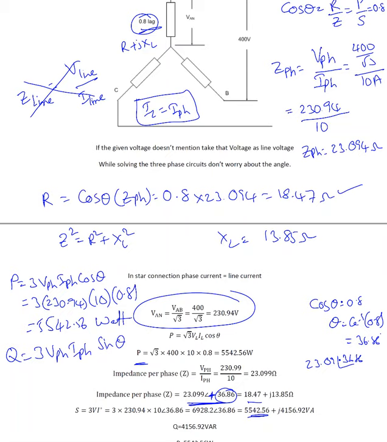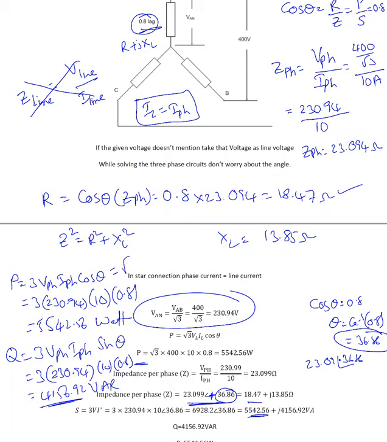And you can find Q equal to 3 times VPH IPH sin theta. Theta we just found 36.86. If you substitute 36.86, you will end up with 3 times 230.94 times 10 times 0.6. Sin theta is 0.6 in this case. So you will end up with 4156.92 volt ampere reactive. That's the Q value. So this is how you will find P and Q.